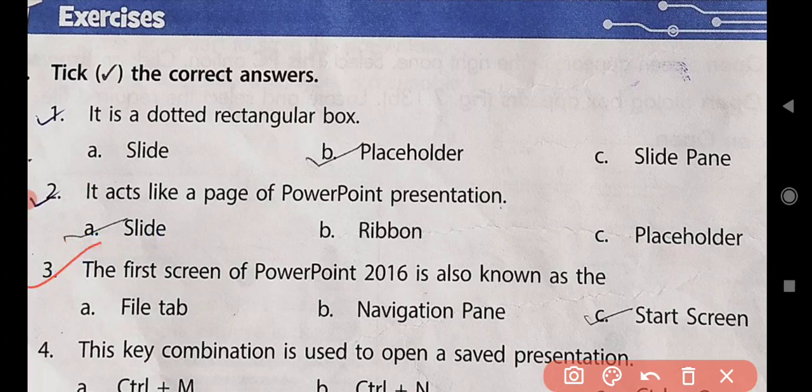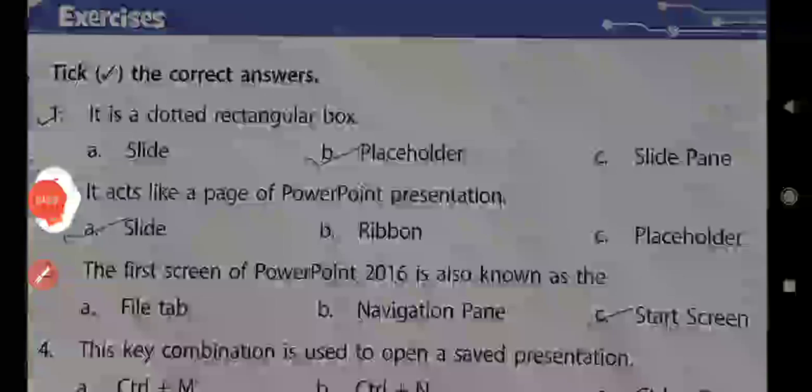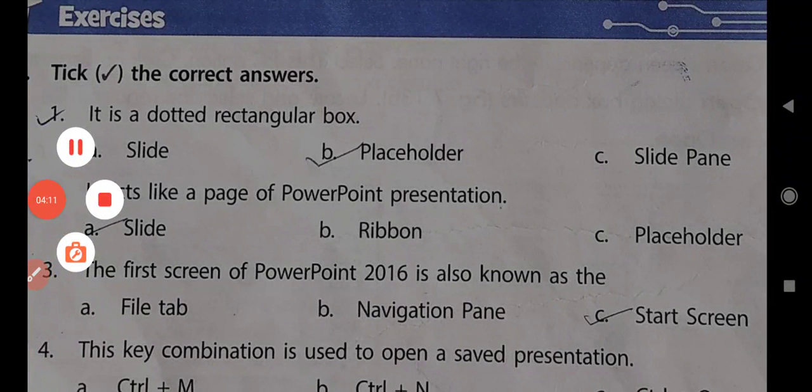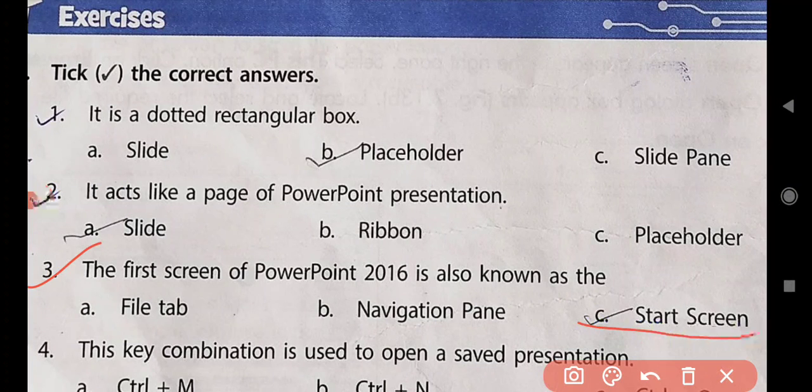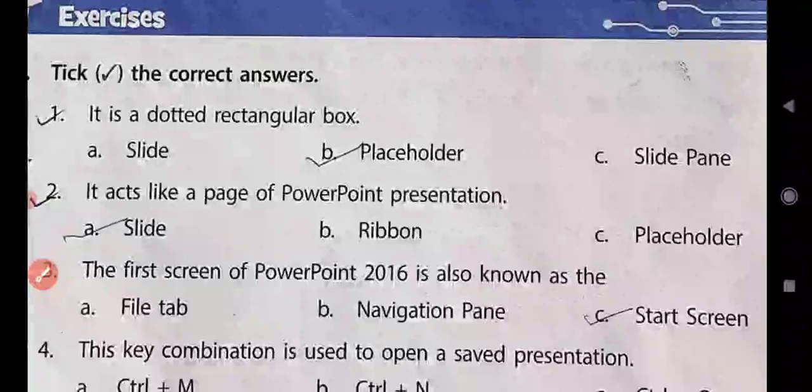The first screen of PowerPoint 2016 is also known as the... Options are File tab, Navigation pane and Start button. The correct answer is Start screen. Spelling is S-T-A-R-T, Start screen, S-C-R-E-E-N, screen. Now come to the next, that is question number 4.